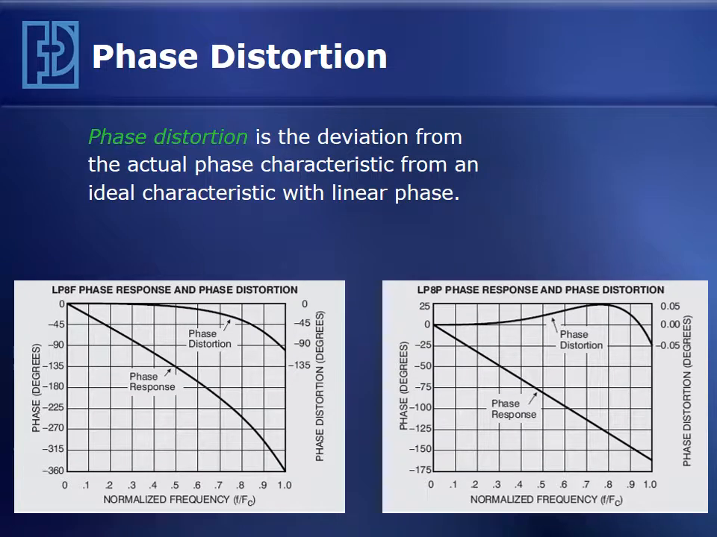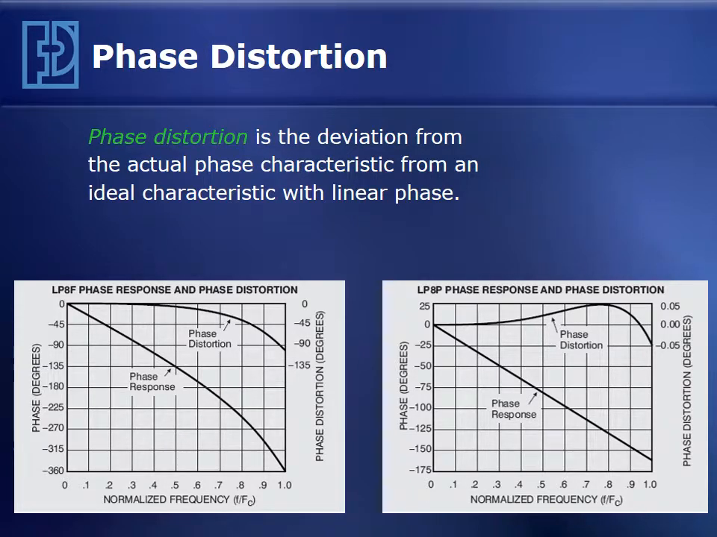Its phase response, again, is nonlinear across the passband, and we can see the phase distortion curve grows from minimal phase distortion up to about half the cutoff frequency. Maybe we have 5 degrees at half the cutoff frequency, and then it starts to get significant where at the cutoff frequency at 1, we've got about 100 degrees of phase distortion.